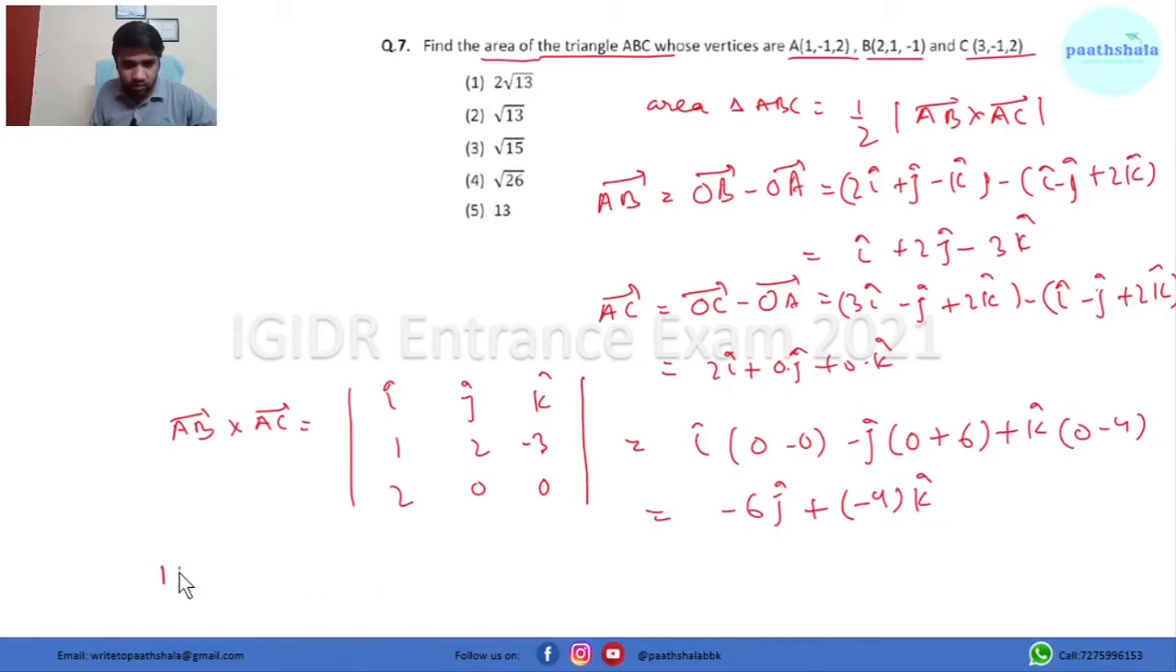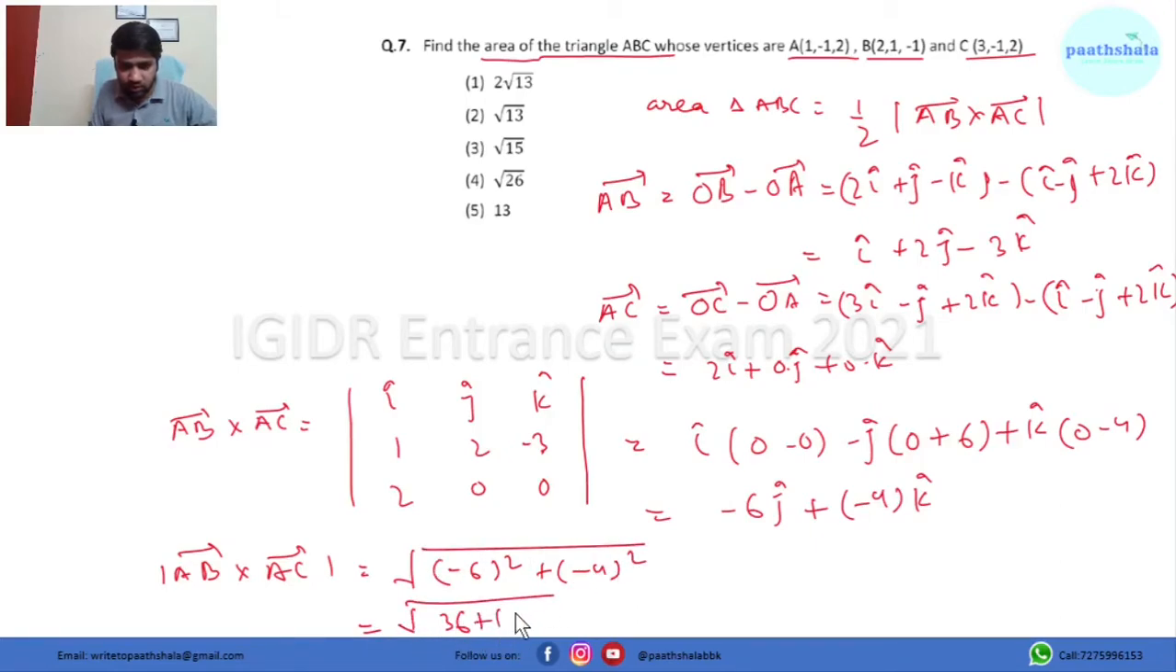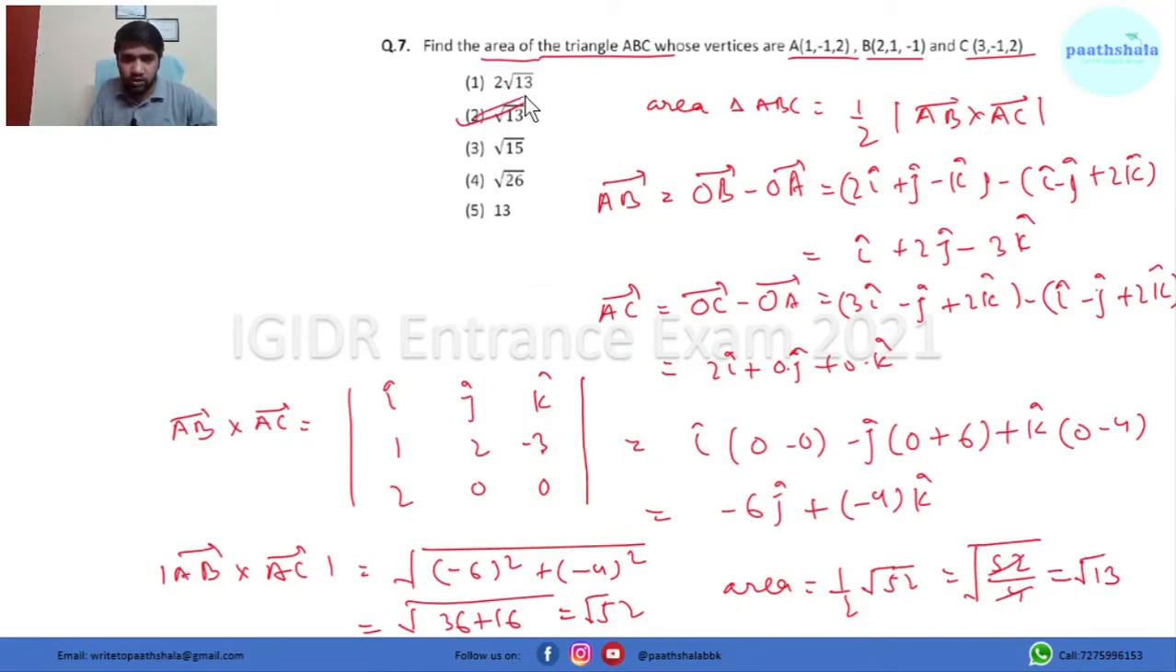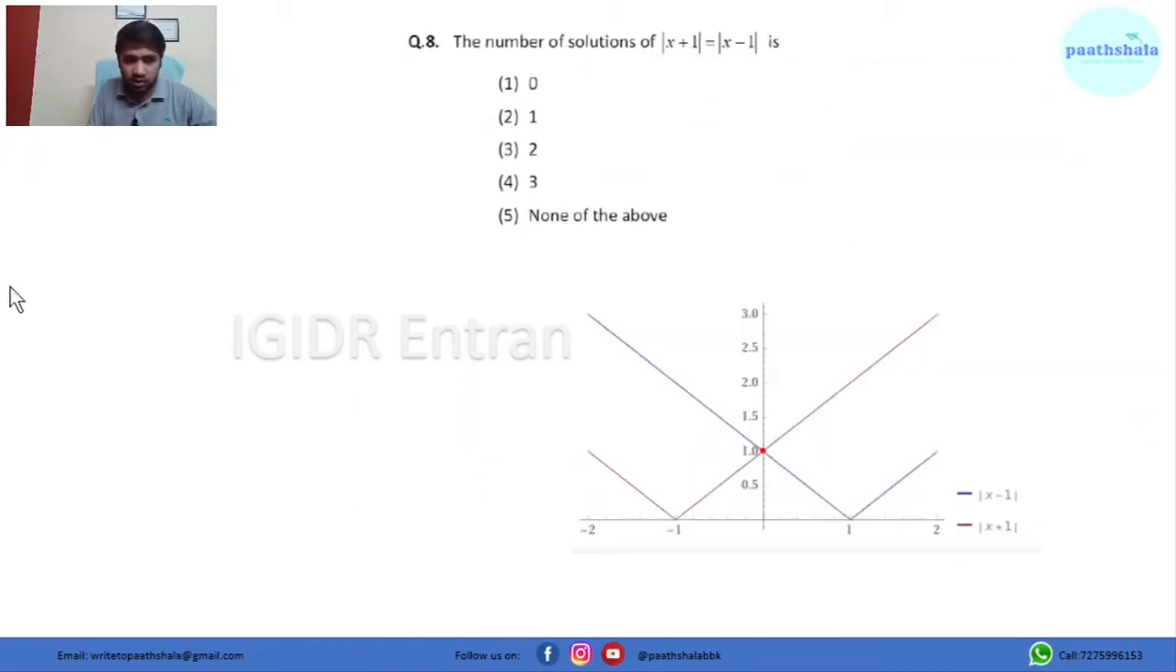So the magnitude of this AB cross AC will come out to be under root of minus 6 whole square plus minus 4 square. So this is coming out to be 36 plus 16, which is root 52. So area will be half root 52, or we can rewrite it as root 52 upon 4 under the root. This is coming out to be root 13. So option B is the right option. Now let's move to the next question.